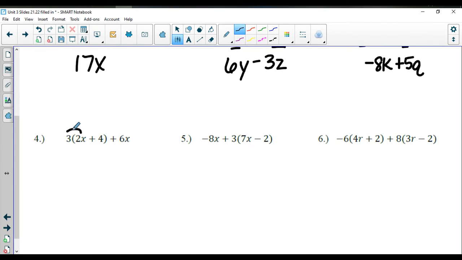In question number 4, I'm first going to go ahead and distribute the 3. That'll give me a 6x plus 12 plus the 6x that was already there. 6x plus 6x is 12x plus 12.